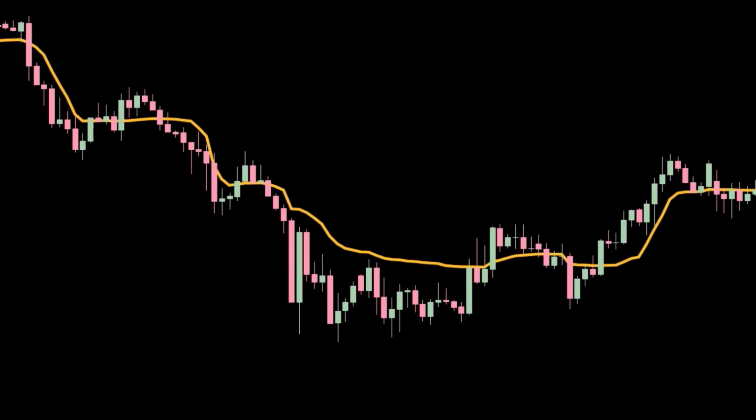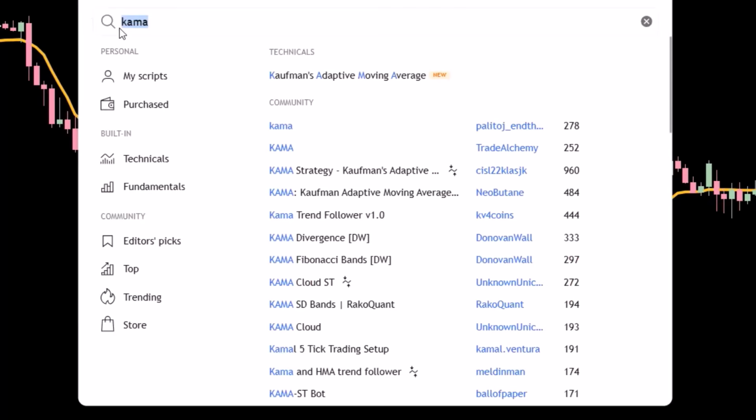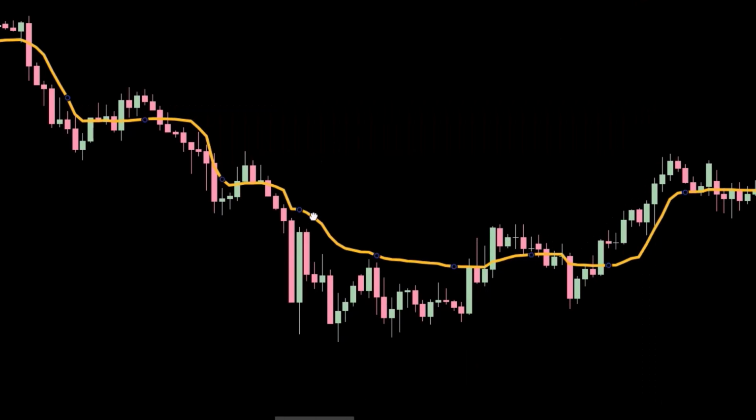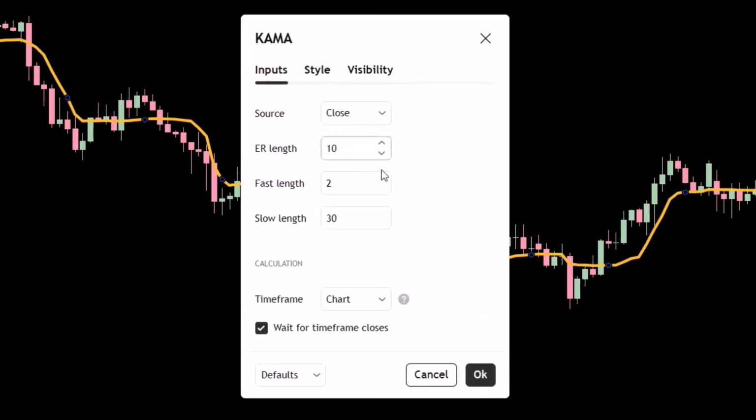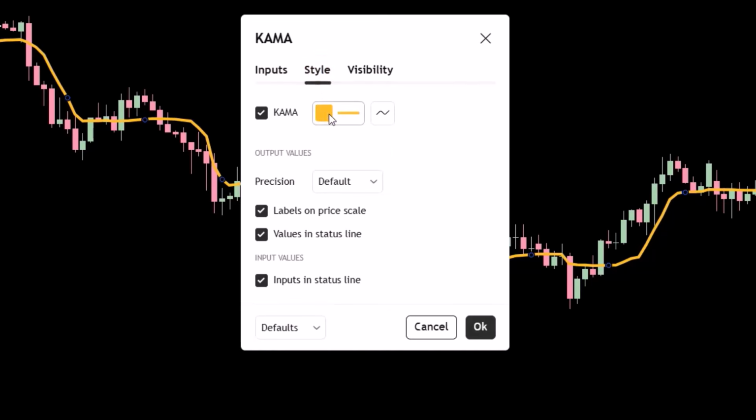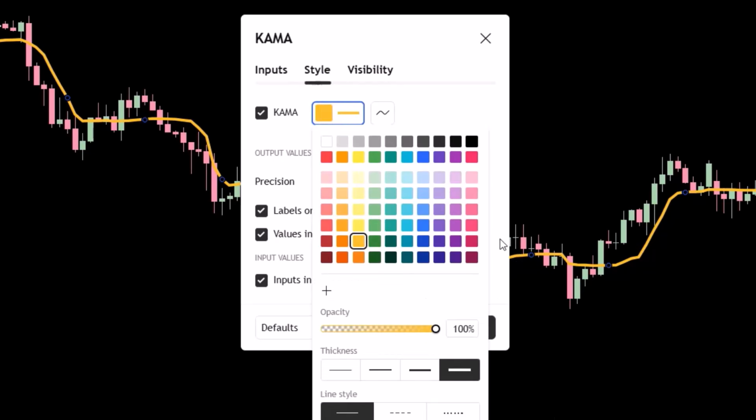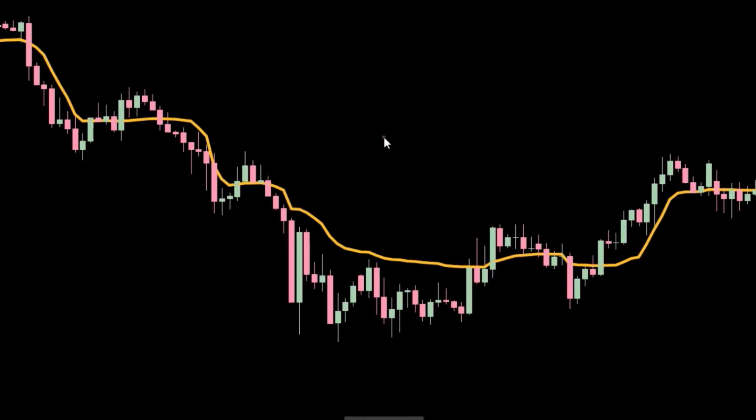Open TradingView, go to the Indicators section and search for Kaufman Adaptive Moving Average or simply KAMA and add it to your chart. For this strategy, we'll keep the default input settings. Then go to the Style tab, change the line to yellow, make it slightly thicker for better visibility, and then click OK. Now look at how KAMA behaves as price moves.